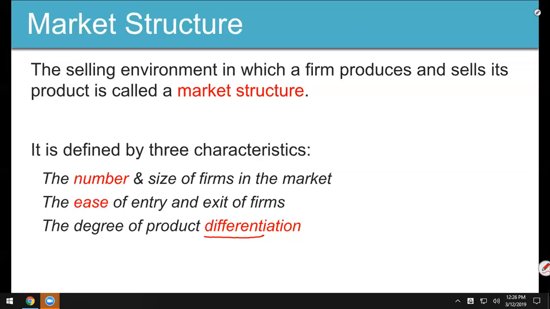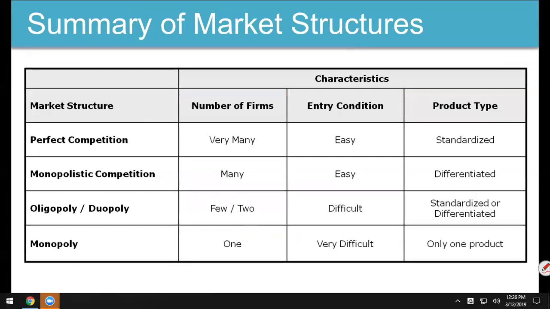I'm going to give you a very broad brush, 10,000 foot overview right here. And we're going to have a separate chapter on each of these coming up. Perfect competition. You have many, many competitors. It is relatively easy to do. And the product is standardized. Everybody's making basically the exact same thing.